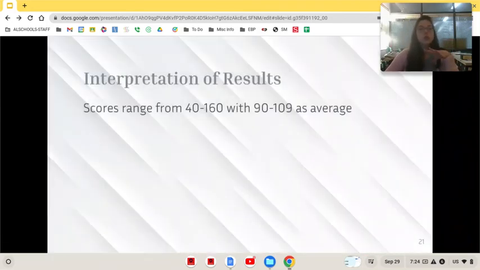Interpretation of results. Scores can range from 40 to 160, with 90 to 109 as the average. I kind of listed them earlier with the percents as to where each falls: very superior, superior, high average, average, low average, low, and then very low.